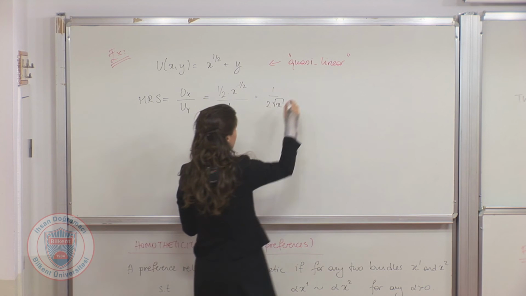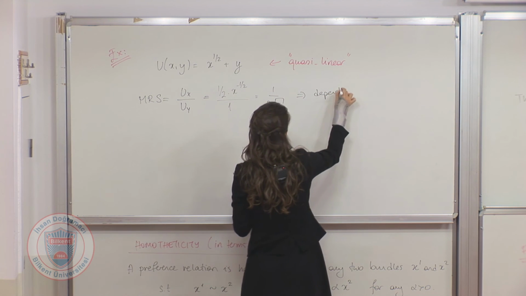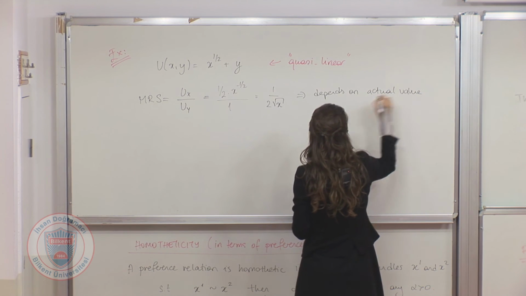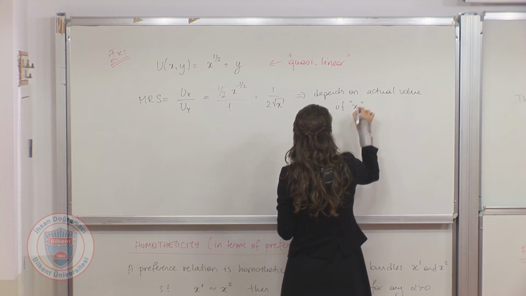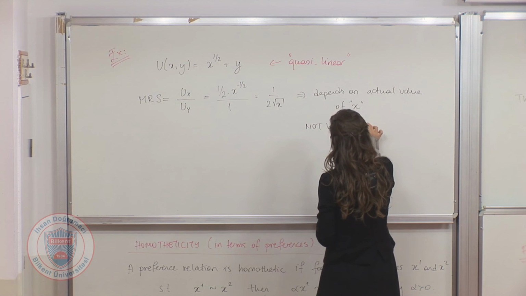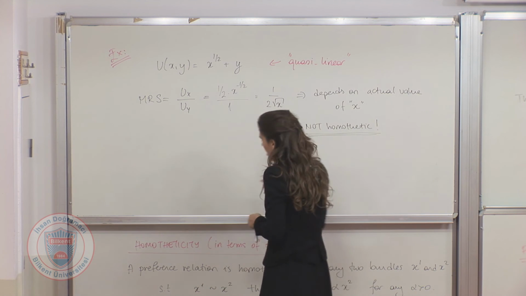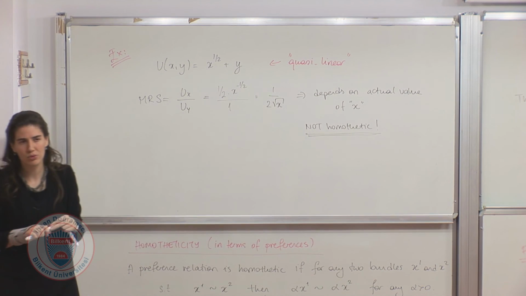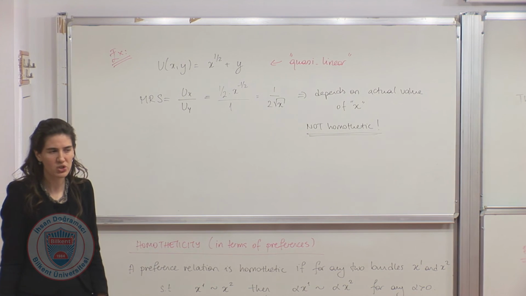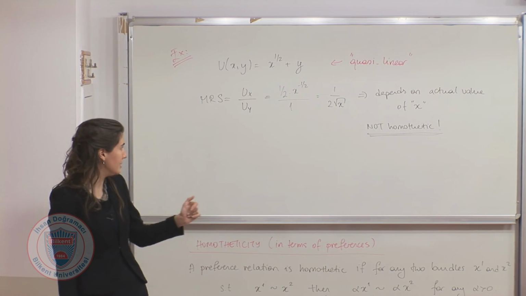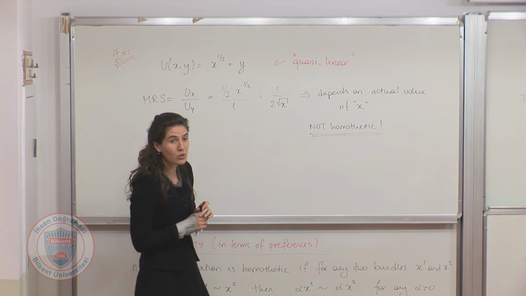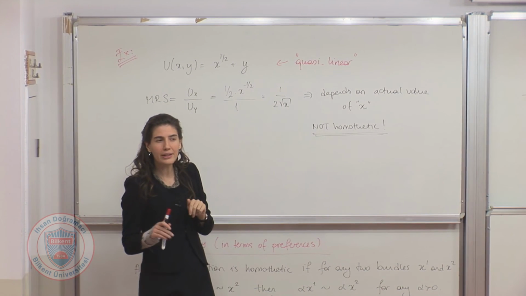So you see that it depends on the actual value of x, so it's not homothetic. Showing something is homothetic is harder, but showing it's not homothetic is much easier. You figured out that it doesn't depend on y over x. So we say that it's not homothetic, but where does this quasi-linear thing come from?